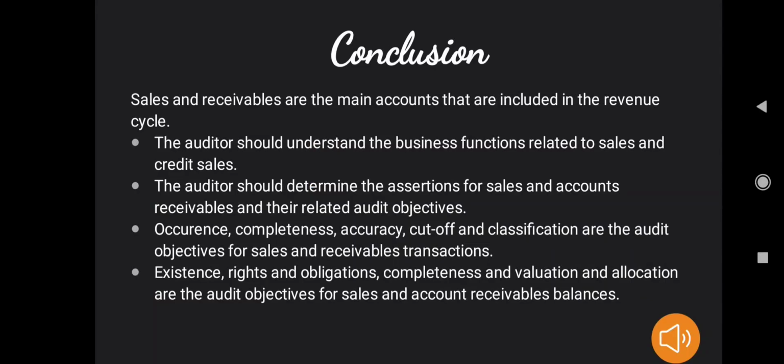So the conclusion from this video is that sales and receivables are the main accounts that are included in the revenue cycle. Which also means the auditor should understand the business functions related to sales and credit sales. The auditor should also determine the assertions for sales and accounts receivables and their related audit objectives. Occurrence, completeness, accuracy, cut-off, and classification are the audit objectives for sales and receivables transactions. Existence, rights and obligations, completeness and valuation and allocation are the audit objectives for sales and accounts receivables balances.